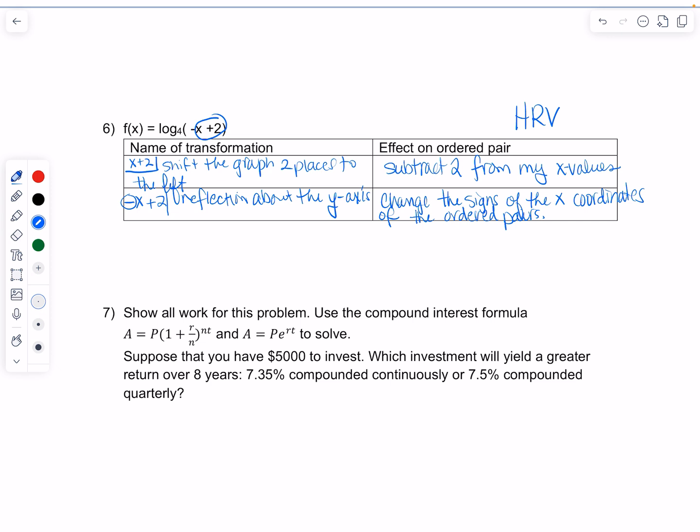In order to do that, I have to subtract 2 from my x values, and that negative inside the parentheses makes me reflect the graph about the y-axis. And in order to do that, I'm going to change the signs of the x-coordinates of the ordered pair. Okay, so that was 6 and 7. I'm going to, 5 and 6.